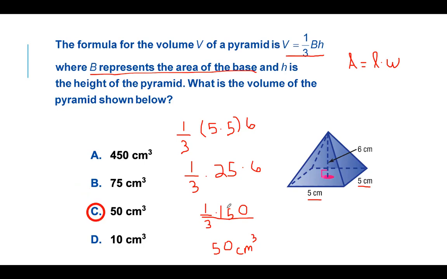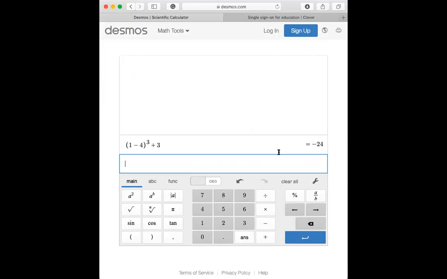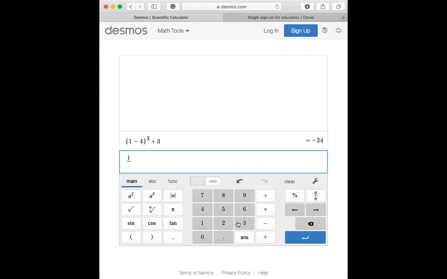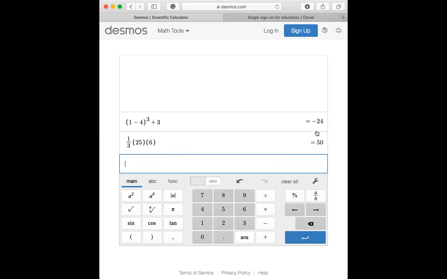If you do have some issues with multiplying with the fraction, when needed, you should definitely get an online calculator to look at. So in Desmos, we could do this. I would do 1 divided by 3, and notice it turns it into a fraction. Make sure you get out of the numerator before you continue. And I can do 25 times 6, since 25 represents my B value, and you see we do get 50.